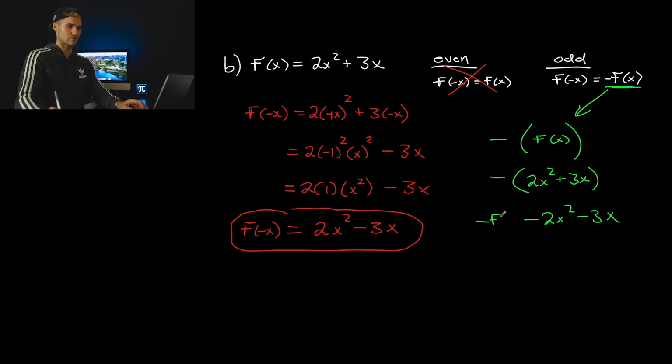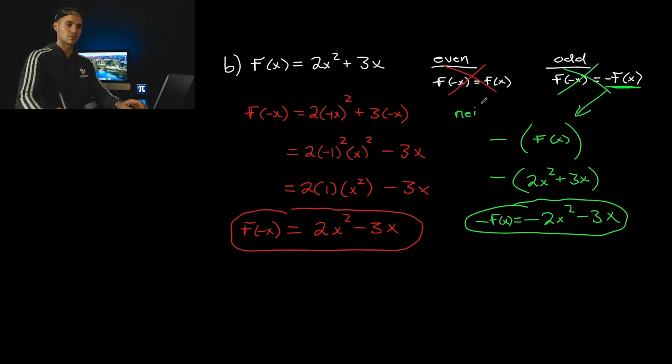So this is negative f of x right here. That's the expression. Is this equal to that? Is f of negative x, which is this in red, equal to negative f of x? No, it's not. The minus 3x's are equal, but notice here we have a positive 2x squared, and here we have a negative 2x squared. So these do not equal. So this property fails as well. So this function in particular is neither even nor odd.